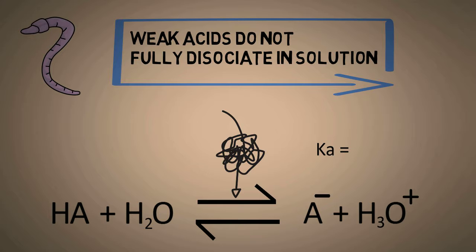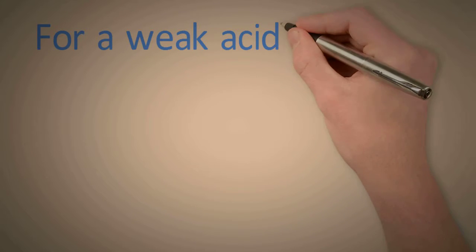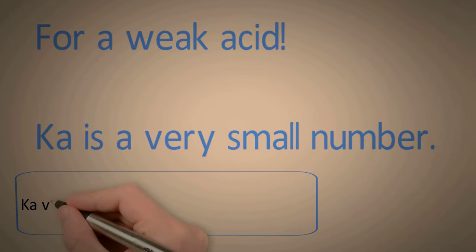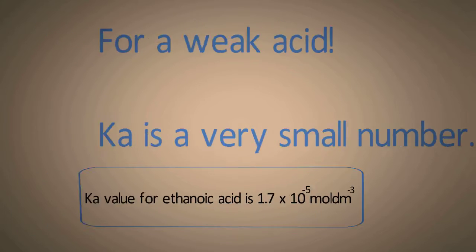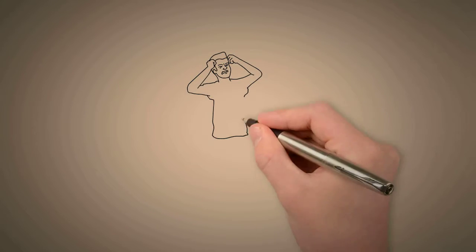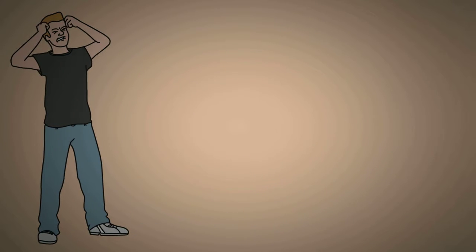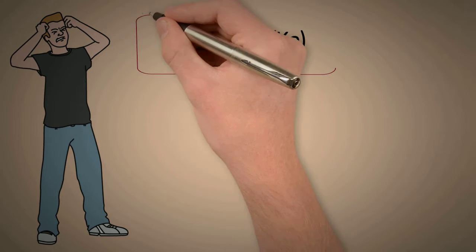And if that's the case, if we put it in our Ka equation, the product will be small and the reactants will be large. Meaning for a weak acid, it is important to remember that Ka is a very small number, to many decimal places. But all of these giant numbers are tedious to record, so we have pKa values to make them more digestible, defined by the minus log of Ka.